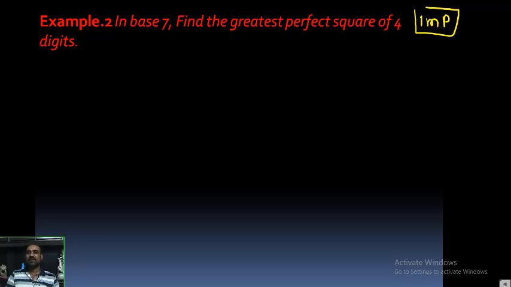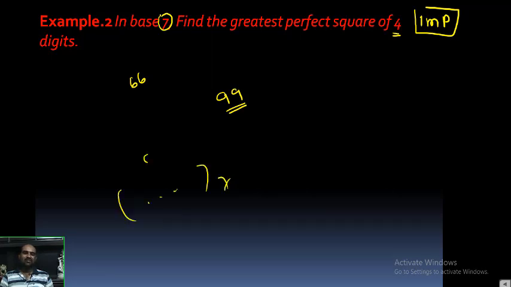Largest perfect square of 4 digits. Interesting problem. What is the largest 2-digit number in our system? What is the largest 2-digit number? 99 only. Largest 2-digit number in our system is 99. For example, what is the largest 2-digit number in base 7? We can't say 99. We should say 66. Because for any number with base 7, all the digits are from 0 to 6 only. So the largest 2-digit number is 66.